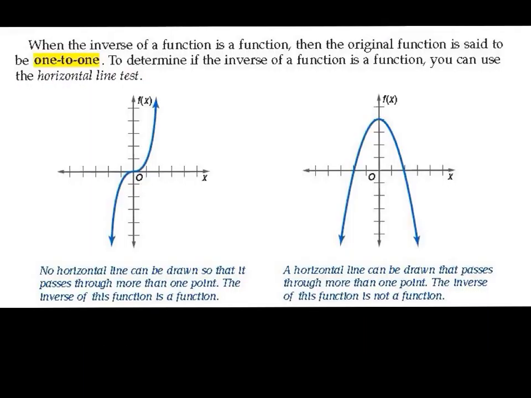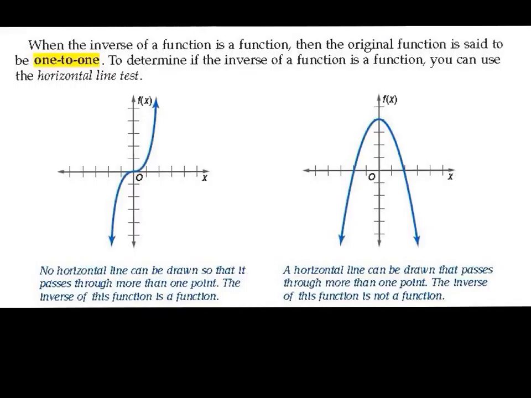I'm just going to mention in passing the one-to-one concept. They don't spend a lot of time with it this year. We'll get into it more next year. When the inverse of a function is a function, the original function is said to be one-to-one. To determine if the inverse is a function, you can use a horizontal line test.